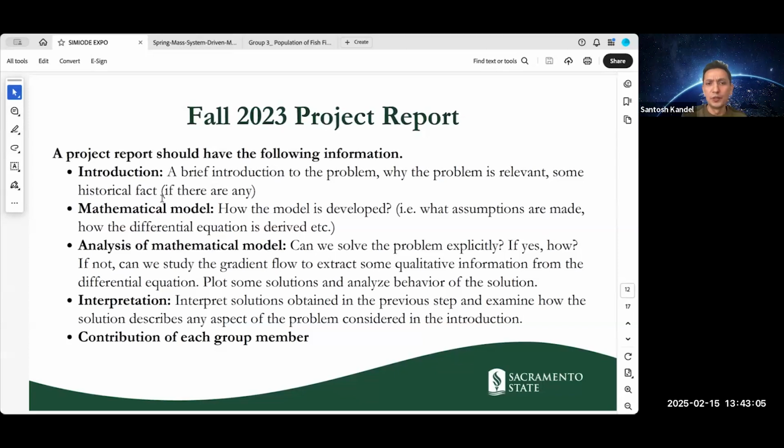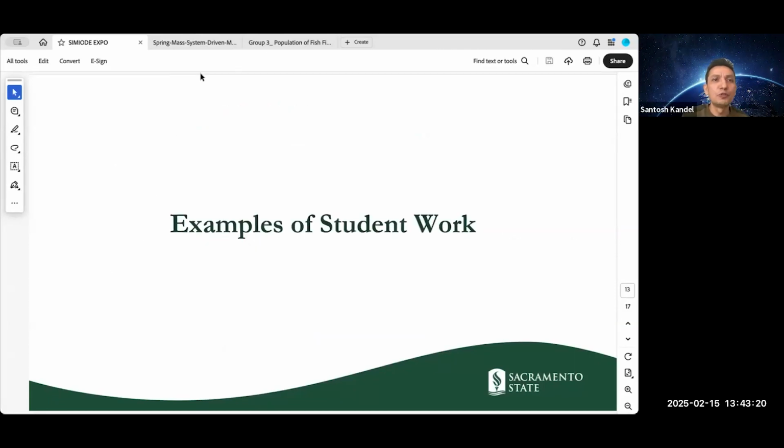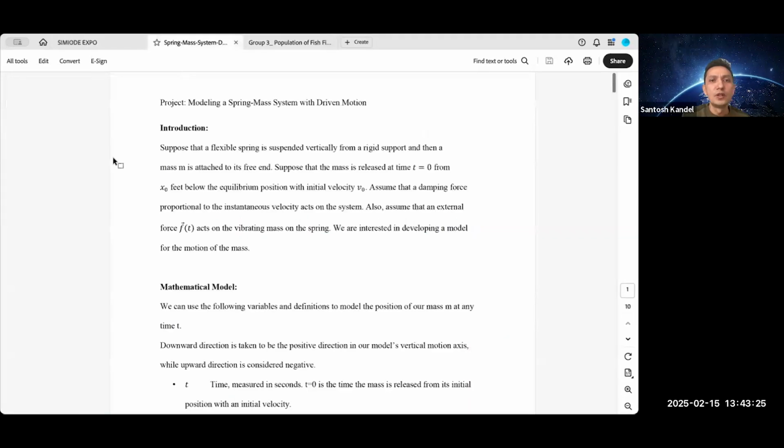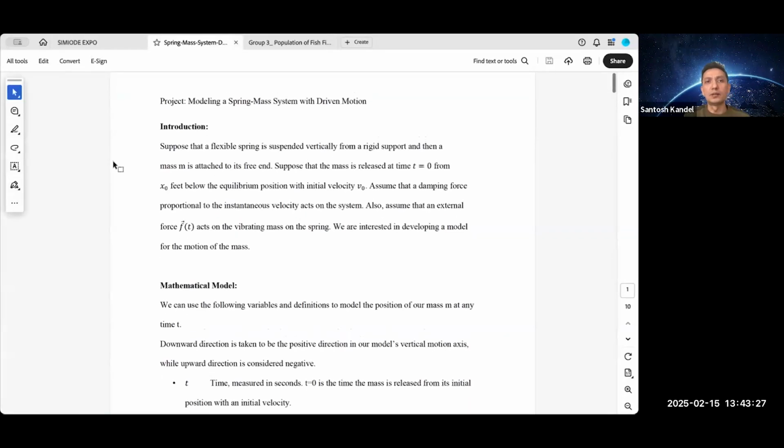They would do this with the four components I mentioned in the previous slide. They would also add the contribution from each group member, just to make sure that everyone is accountable in contributing to the project. Here I'm going to share a few projects I did. There are a lot of other projects, but I just want to share two examples here.